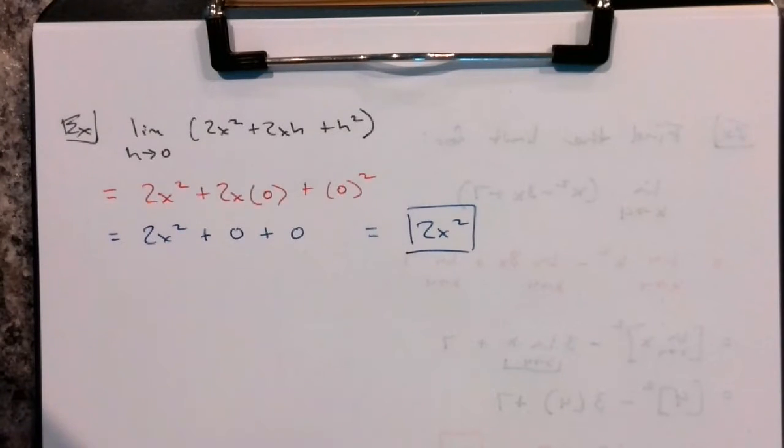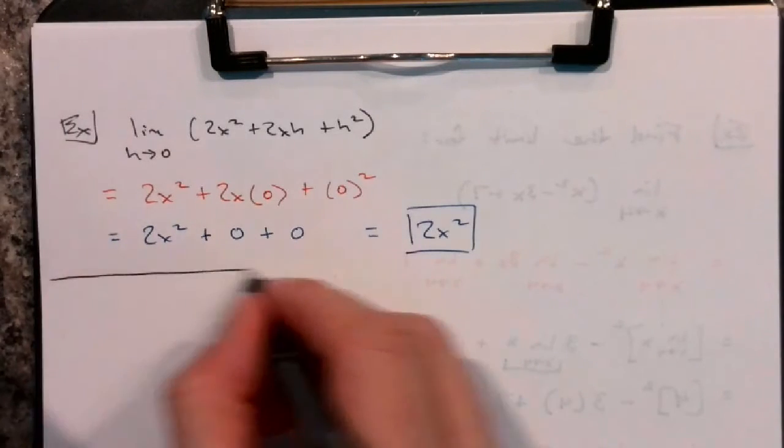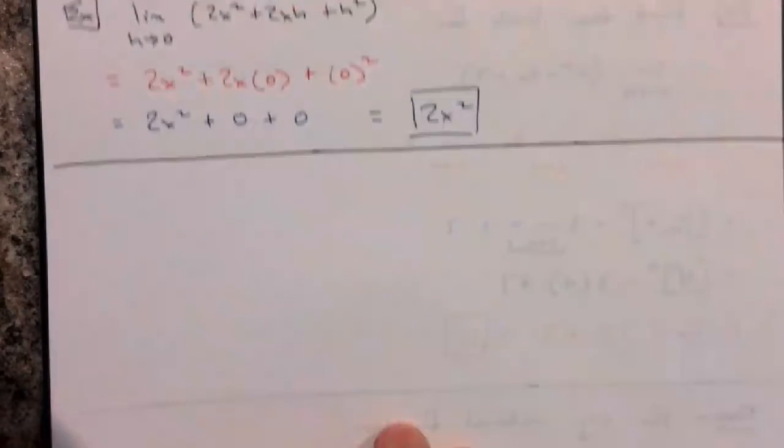In this case, since we had two variables, you're going to have variables left in there since we're only taking the limit as h goes to 0, right? We're not talking about x. So those are just some examples using the limit.